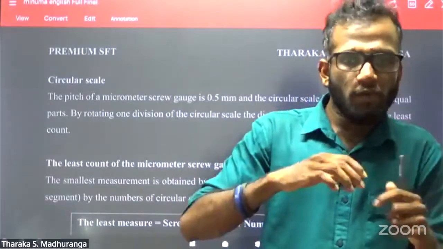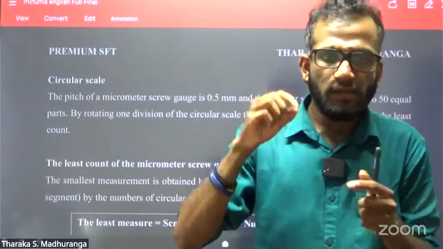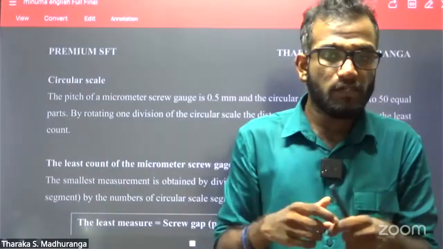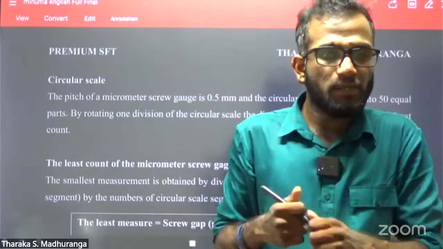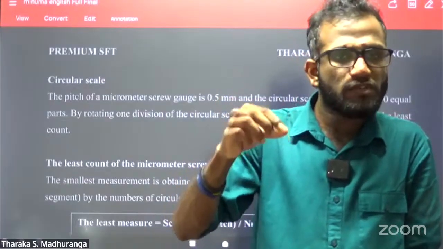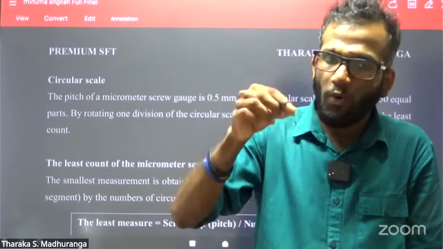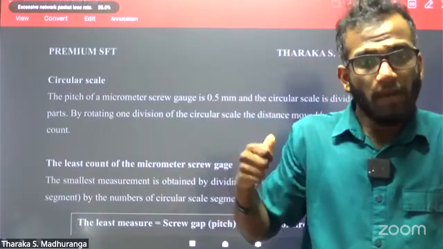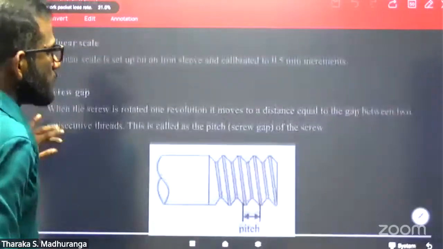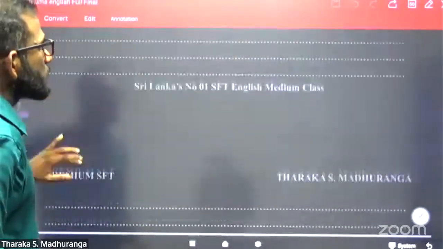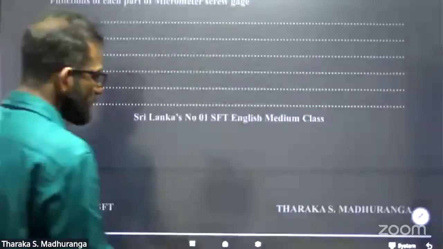Over the last 2 weeks we completed the vernier caliper. This is our first length measuring instrument, and this is our second length measuring instrument, which we use to measure very small measurements. This is the micrometer screw gauge. This is the shape of the micrometer screw gauge. We already discussed its parts.